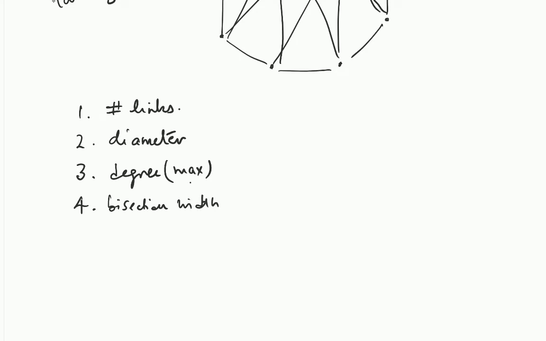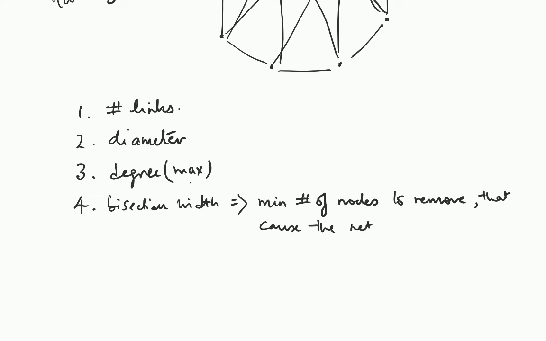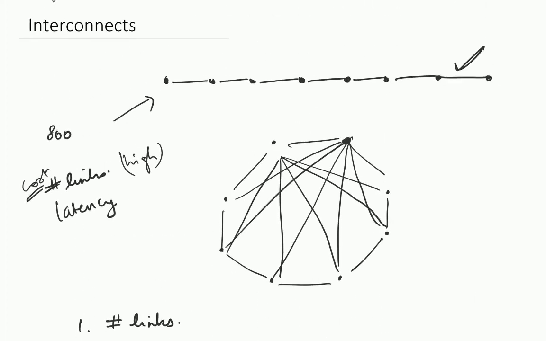What is bisection width? The other ones are obvious. So let me define bisection width more formally. This is the minimum number of links to remove that cause the network to be separated into two equal halves. Okay. Let's come back to this.